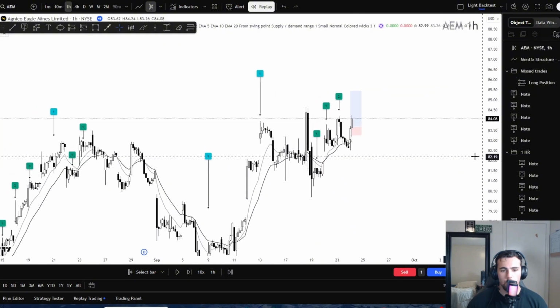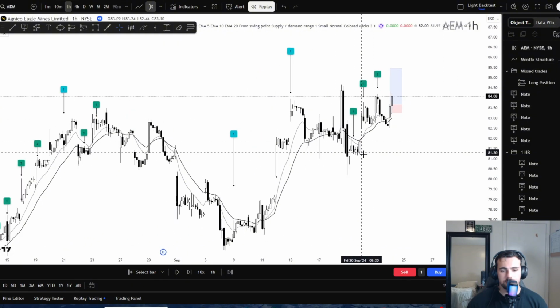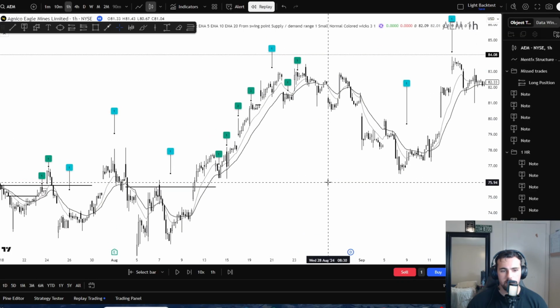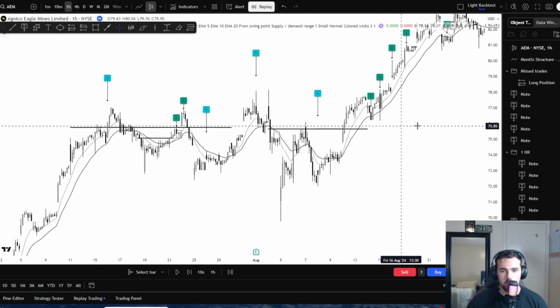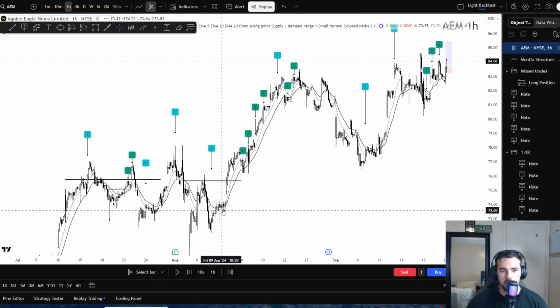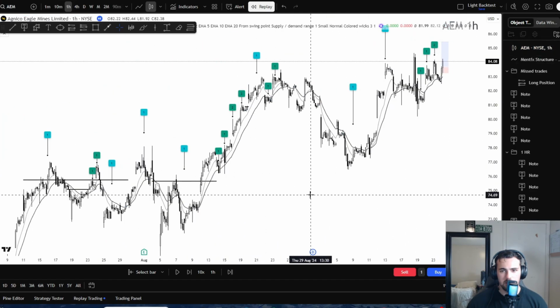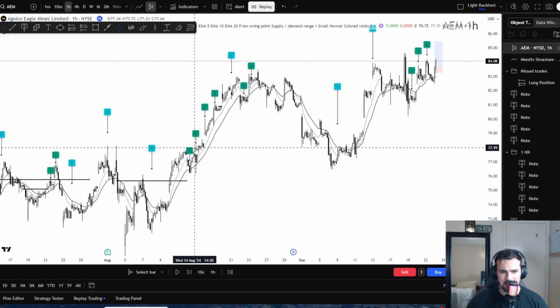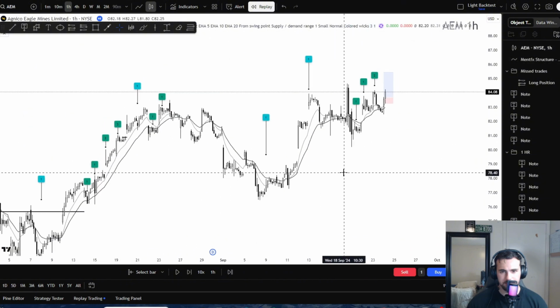I've got to find out in my rules how I can be a part of these moves. Because look, it's like this move down here, right? You have a move up, it comes down, fails the MAs, resets up here, and then goes off again.